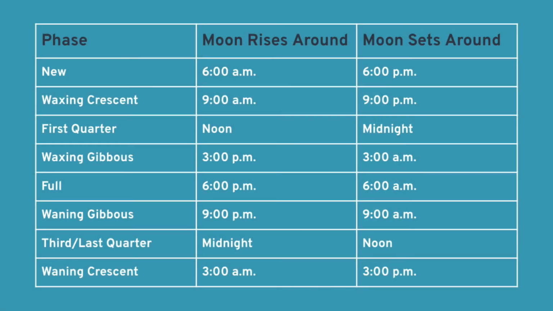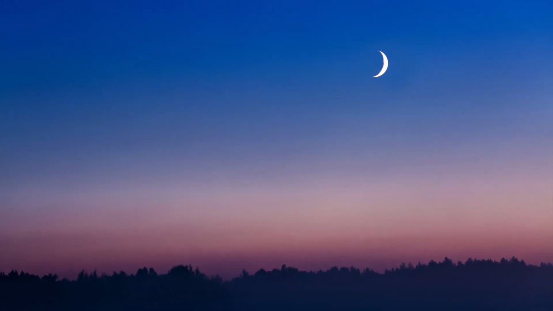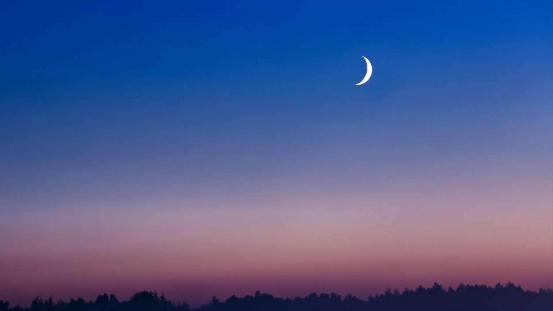Certain phases of the moon also rise at different times. At new moon, the moon rises around sunrise in the east and sets around sunset in the west, but at full moon, the moon rises at sunset and sets at sunrise. Now that you've learned a bit about the phases of the moon, it is time to look into the sky and see if you can find the moon and figure out which phase it's in tonight.